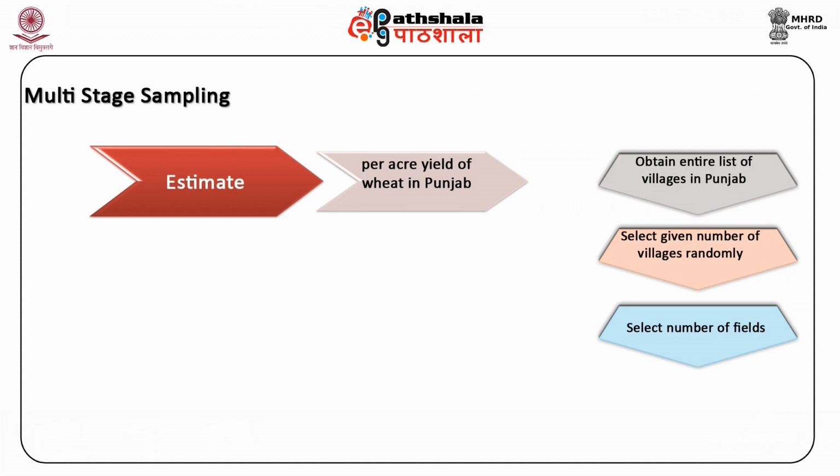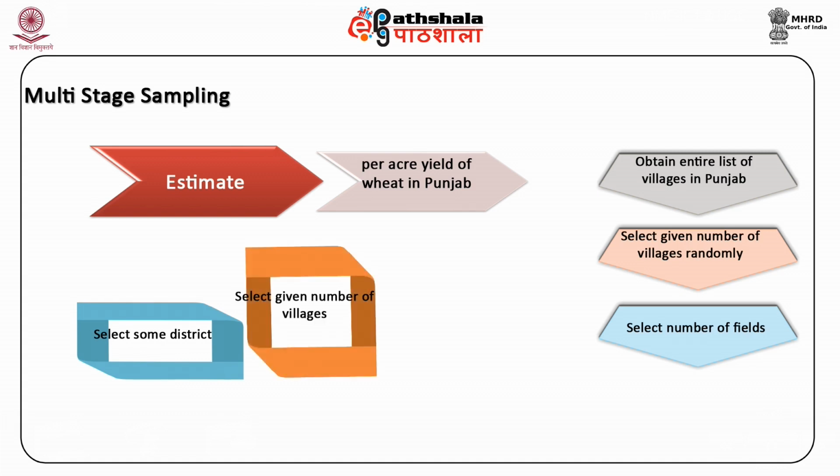In another situation, one might first select some districts at random, then from out of the selected districts, select a given number of villages at random, and then finally select a few plots on the selected fields. This procedure is called multi-stage random sampling procedure.